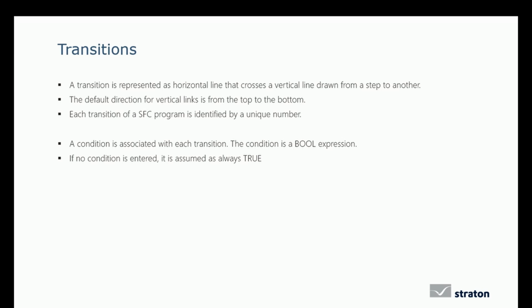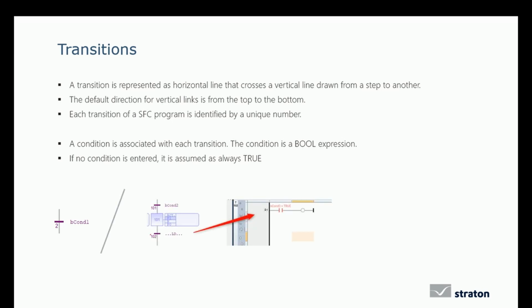The transitions. The transitions are represented with a horizontal line that crosses a vertical line drawn from a step to another. The default direction for vertical links is from the top to the bottom. Each transition of an SFC program is identified by a unique number. A condition is associated to each transition. The condition is a Boolean expression. If no condition is entered, it is assumed as always true. Here are examples of different conditions for the transitions.